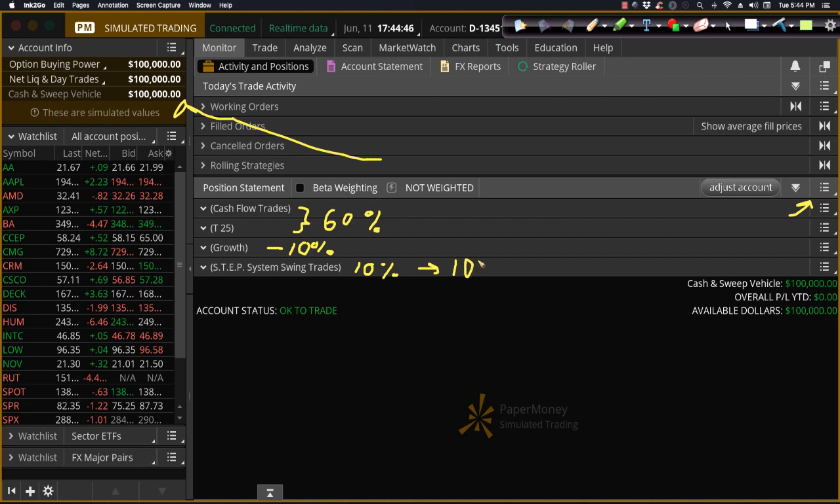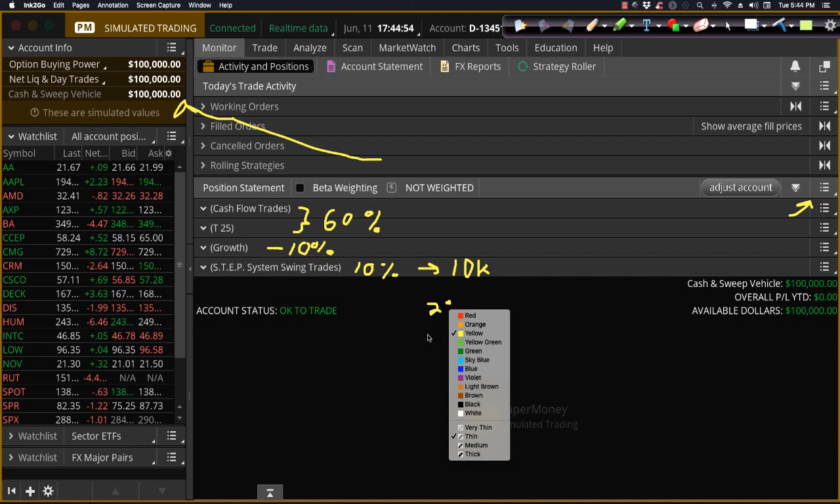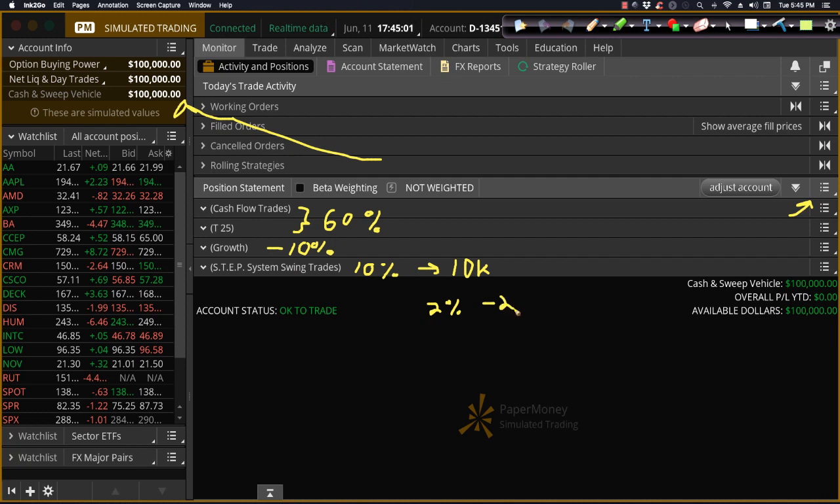And then you can say, well, what if I used 2% position sizes, or 5% position sizes, however you want. So 2% would of course equal 2K, and 5% would equal 5K, for example, if you did that. So now that's asset allocation.